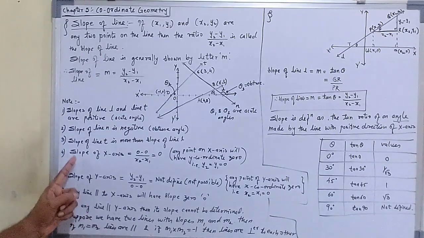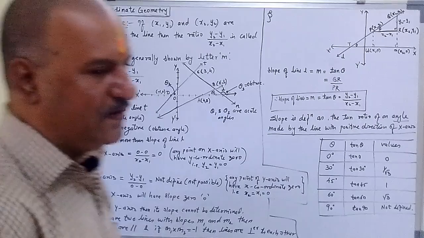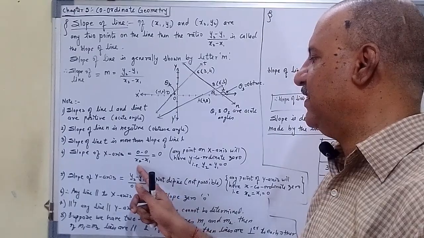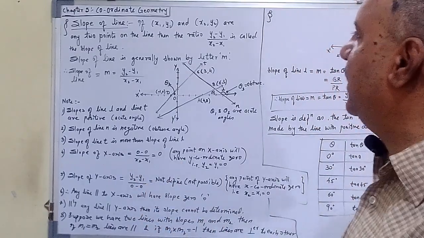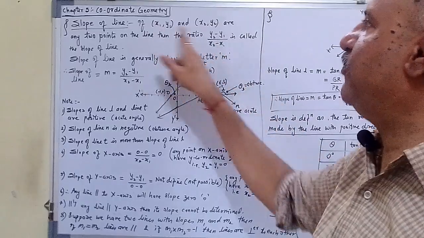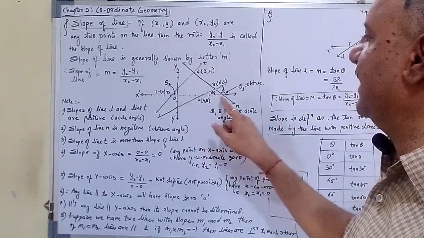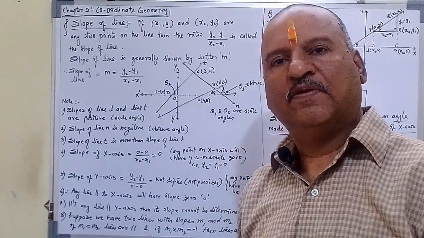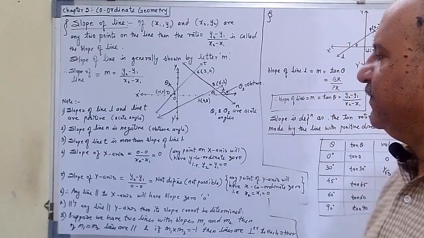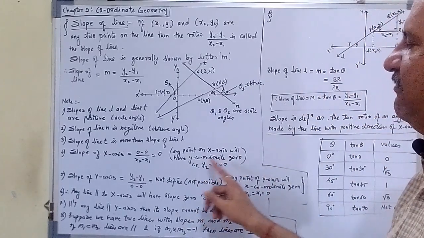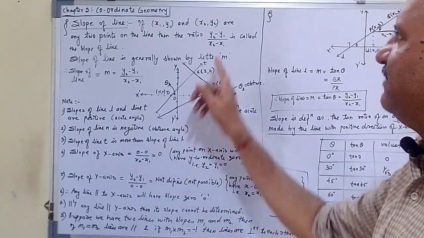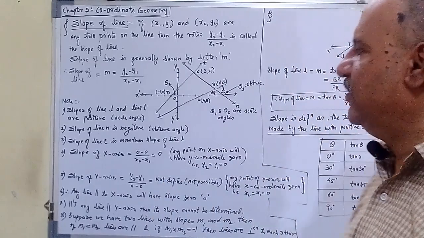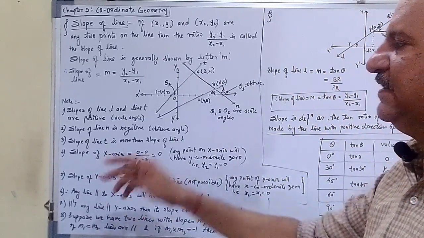Why not defined? Look, slope of x-axis. Slope of x-axis is (0 minus 0) upon (x2 minus x1), equal to 0. See, we know this is a slope of any 2 points. So if I take any 2 points on the x-axis, their y coordinates will be 0. Any point on x-axis will have y coordinate 0. So y2 minus y1 will be 0, and 0 upon any value will be 0. So slope of x-axis is 0.